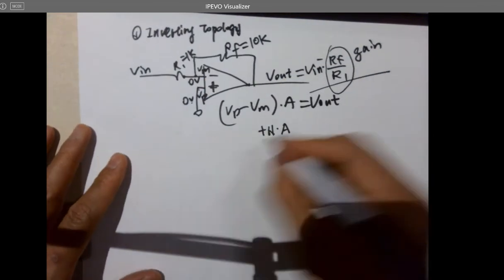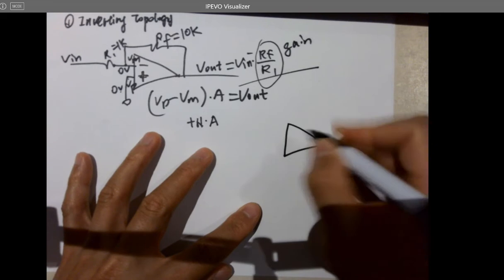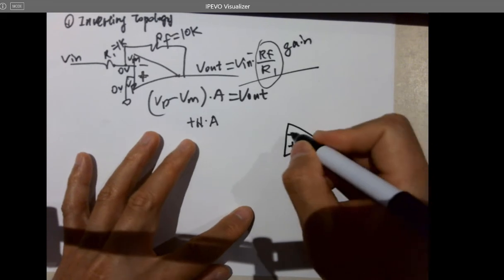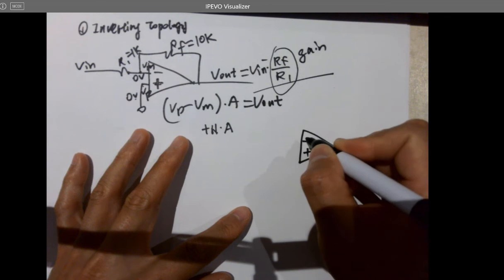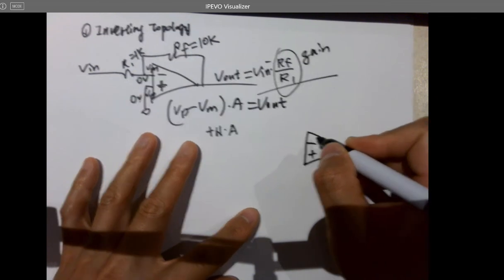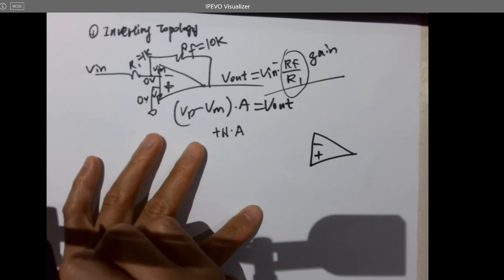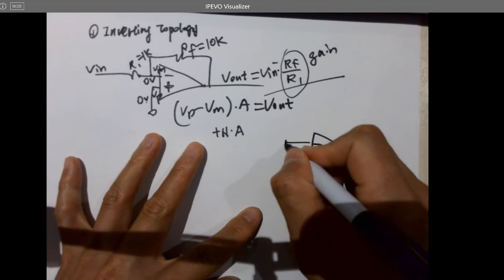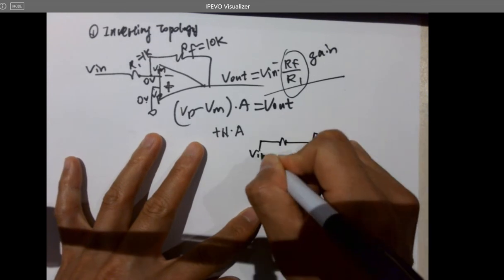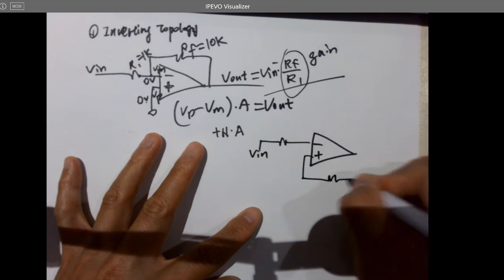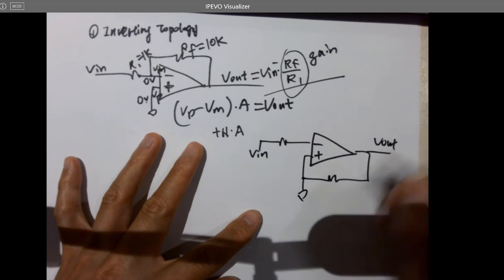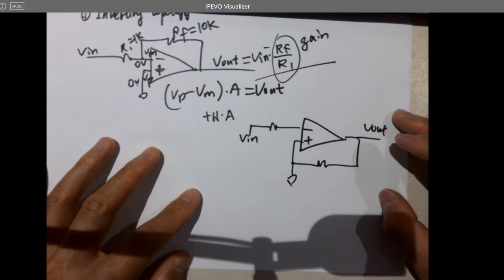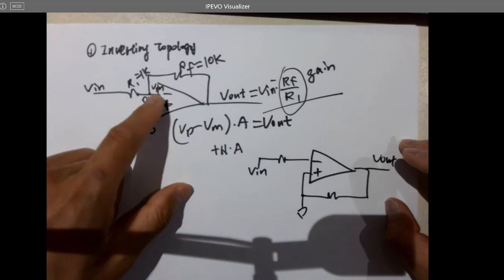So I'm going to draw another schematic here. For non-inverting topology, for example, I'm just drawing another circuit here. So why is the schematic not being drawn like this? Anyway, whatever. So why is it designed like this but not like this?